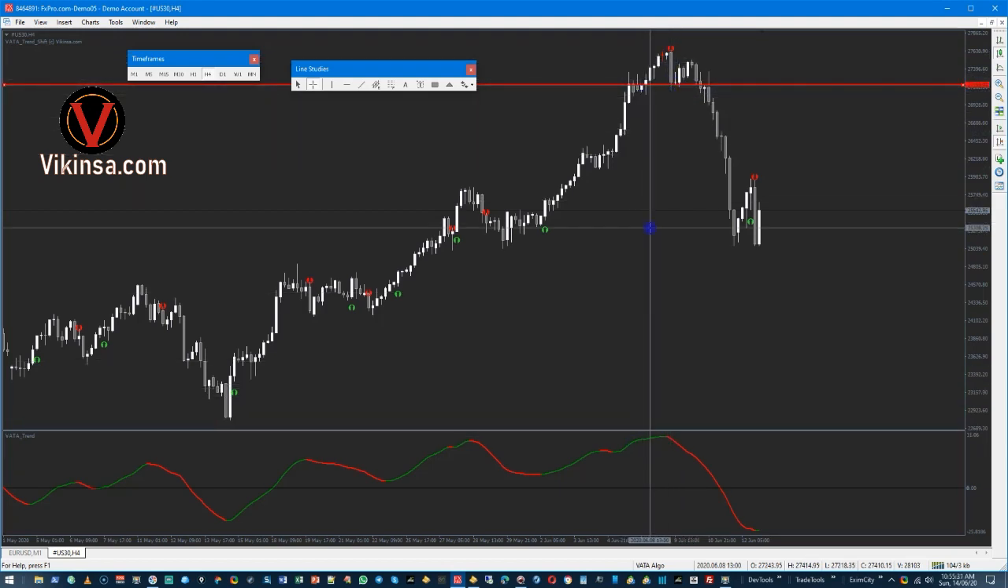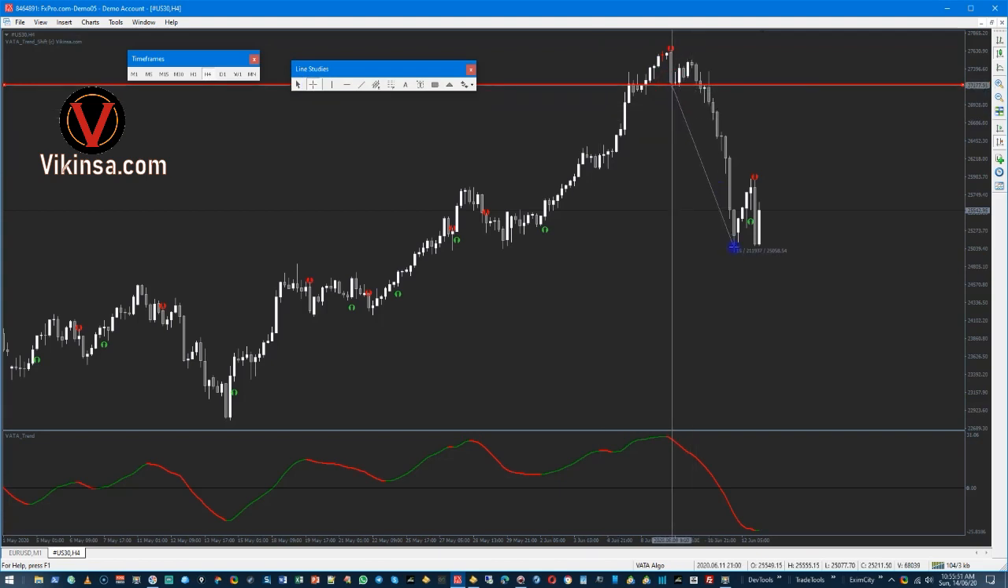So even if you are not very conversant with technical analysis and all that, you can use VATA Trend Algo to generate signals for you. This will automatically alert you that okay, I've got a signal. Once this candle has closed, then you should take a short trade.